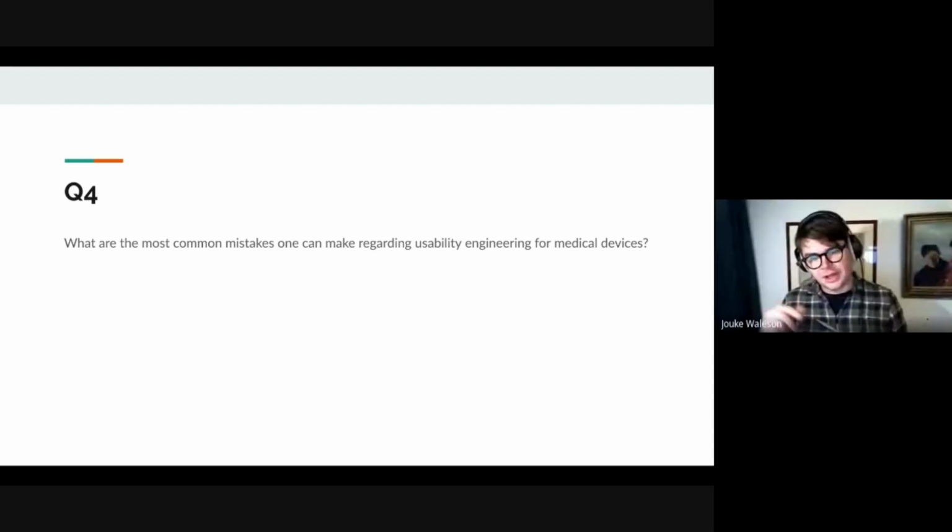That's very interesting. And how do you see this in practice, this link between risk management and usability engineering? Is it like traceability with numbers, or what would you like to see?